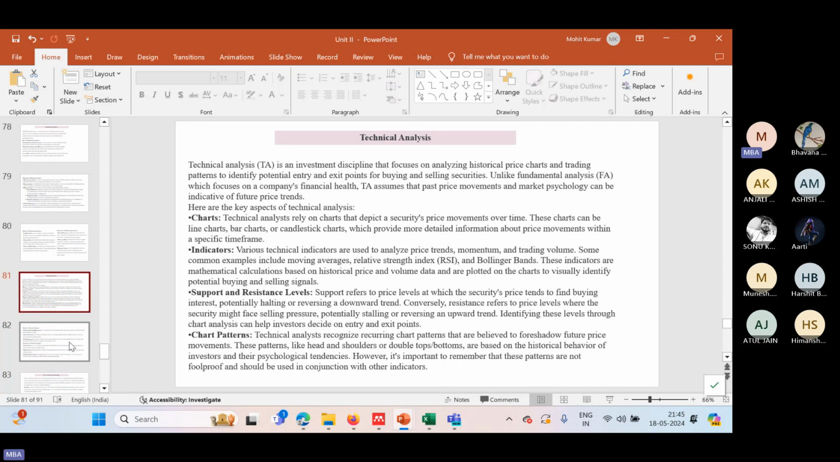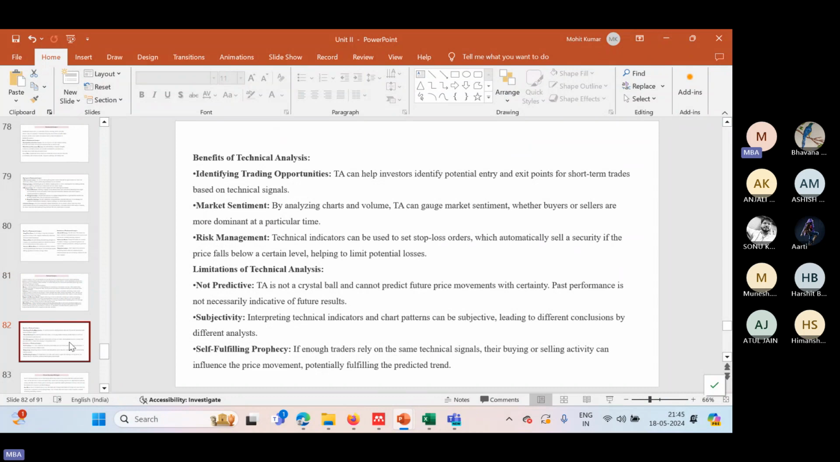Then technical analysis we discussed. It is nothing but taking the current information about charts, patterns, indicators, and based on the trend, you try to come up with decisions about when to enter the market and when to exit the market. Technical analysis also has its own benefits, like it identifies trading opportunities. It gives more understanding of market sentiments, and the volatility index is also part of technical analysis actually.